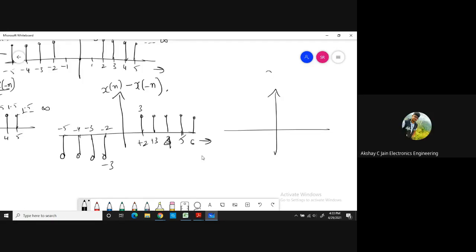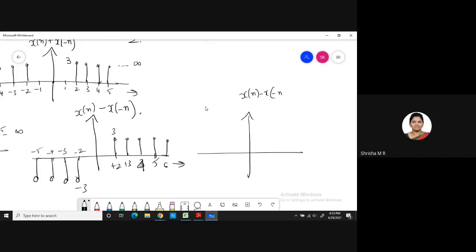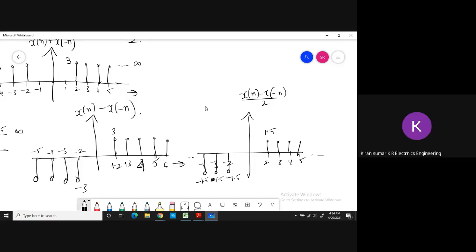Yes, ma'am. So you have x of n minus x of minus n by 2. So the amplitude at 2 and minus 2 will be scaled to half. At 3, 4, and so on up to infinity the amplitude will be 1.5. So from minus 2 to minus infinity, the amplitude will be minus 1.5. Got it, everyone? Followed? Yes, ma'am. Do you have any doubts?